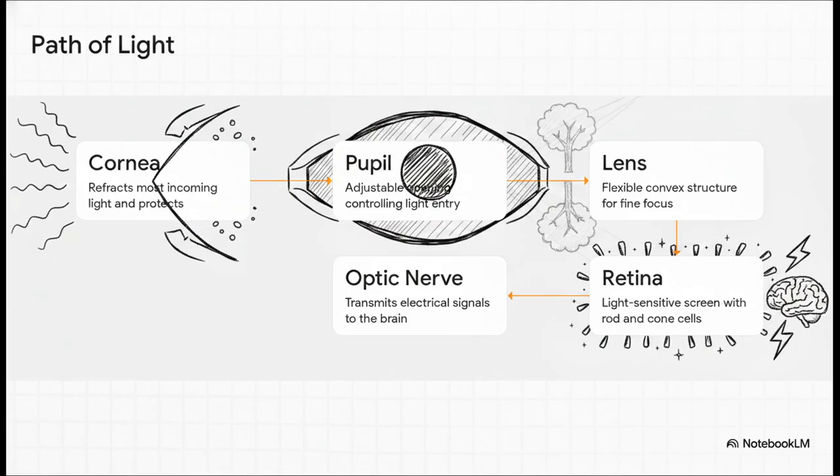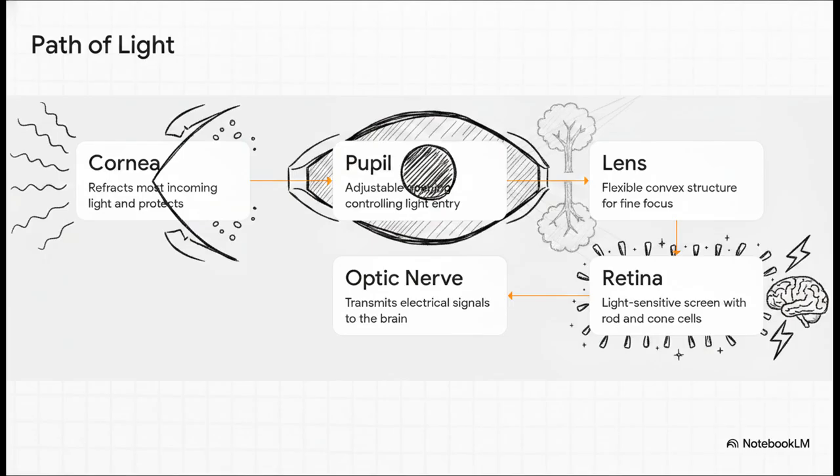First up, light hits the cornea. That's the transparent outer bulge that does most of the initial focusing, and it also protects against dust. Then it passes right through the pupil, which is essentially an adjustable hole. Its size is controlled by the muscular iris to make sure just the right amount of light gets in. Next, the light hits the crystalline lens. This is a flexible, convex structure that really fine-tunes the focus.